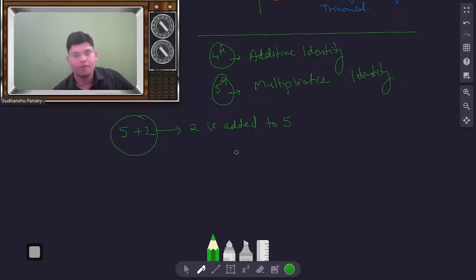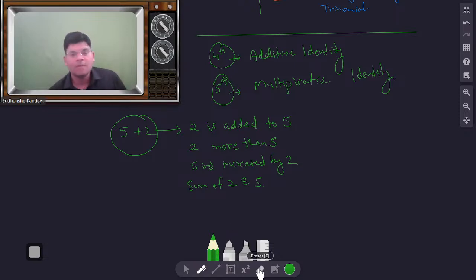5. You can also write 2 more than 5. You can also write 5 is increased by 2. Please write this down. Okay? Any other terms you know? Sum of 2 and 5. At least 4 we know. 2 is added to 5, 2 more than 5, 5 is increased by 2, sum of 2 and 5.